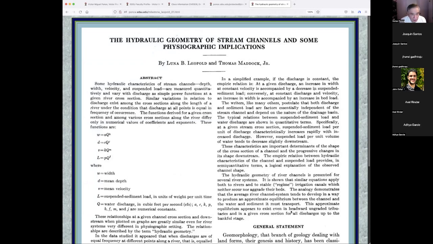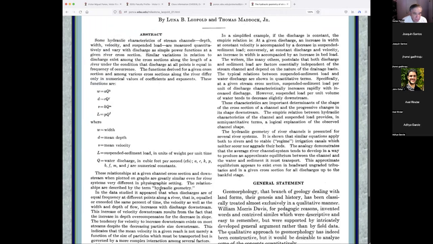So the functions that Leopold derived for the cross-section differ in numerical values and coefficients. These functions are width, power function of discharge, depth, power function of discharge, velocity, power function of discharge, sediment load, they call it L. It's unusual. I'm not used to L as sediment load, but I guess you got to go back to 1953 and talk to Leopold about it.